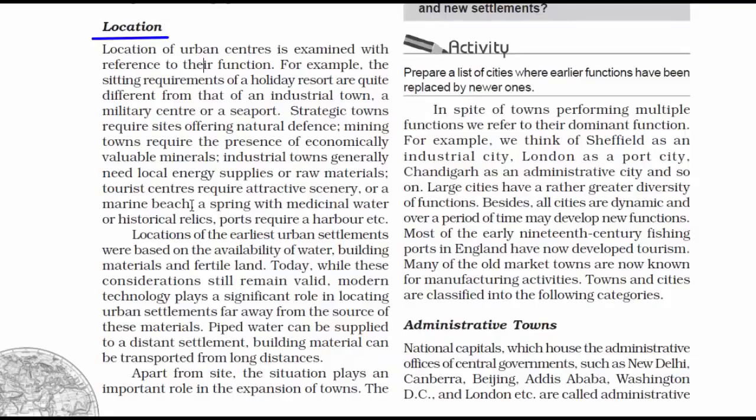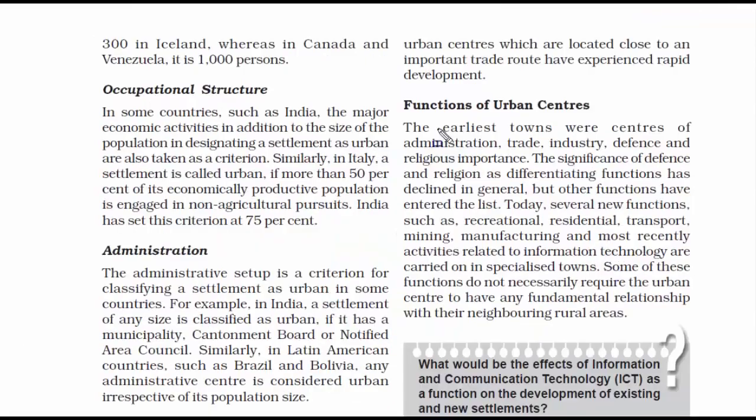Another point is that, because the tech industry is the largest source of employment in India today, people move places because of their jobs. I hope with this example you understood the importance of location as a factor in determining a place as an urban settlement. Now we are going to read about functions of urban centers.